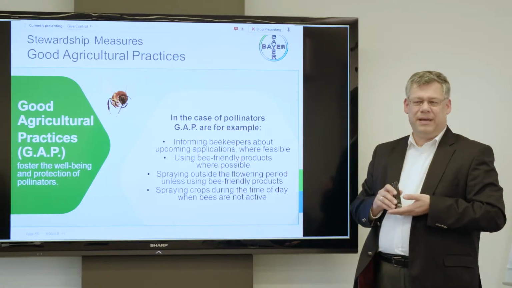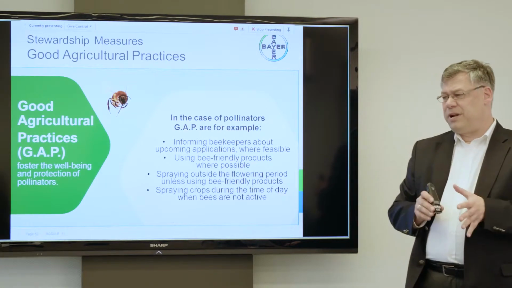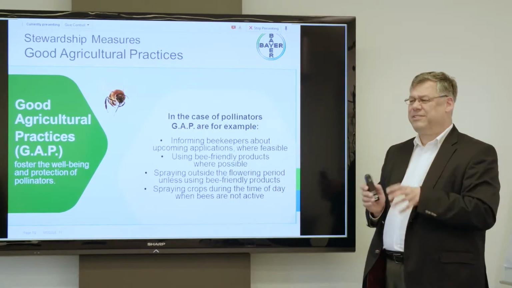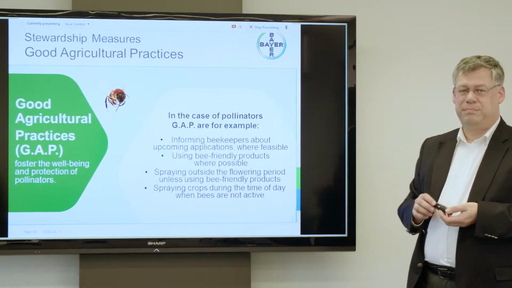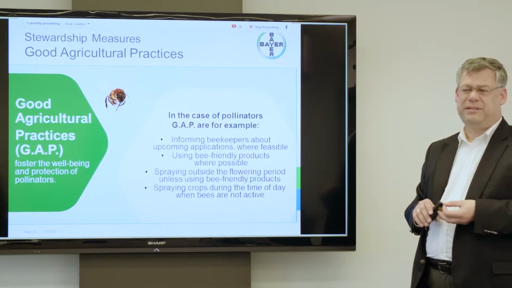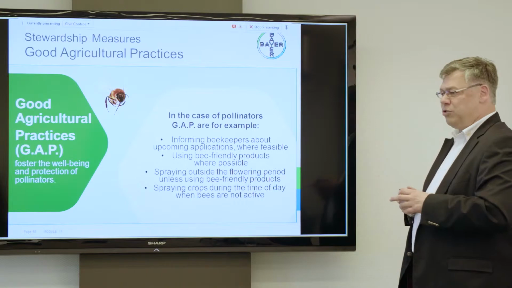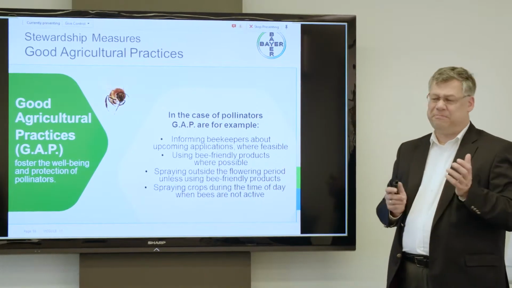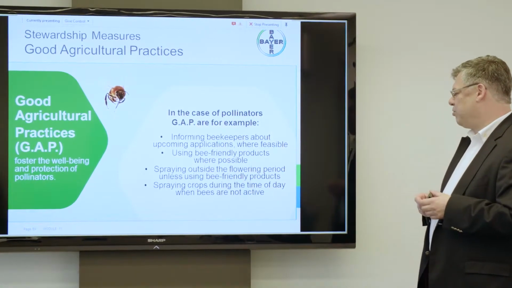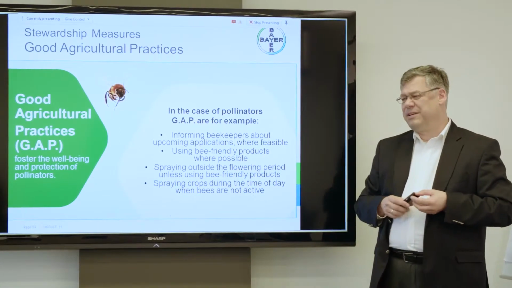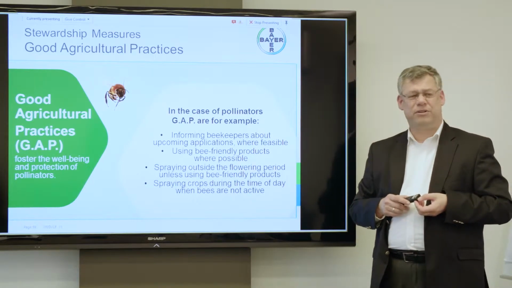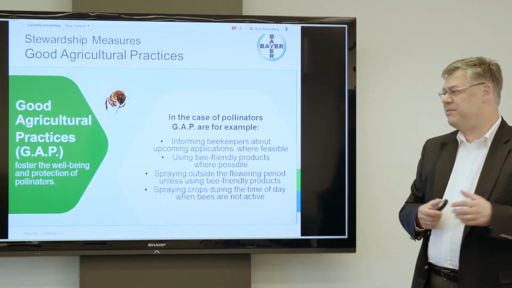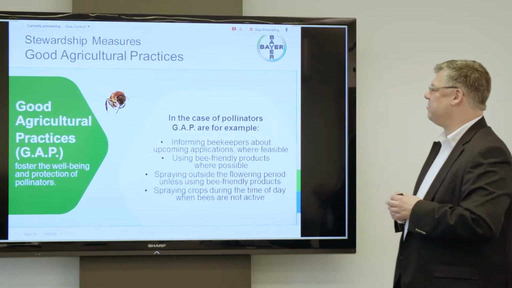I mean, it's frequently a choice which product you apply against which pest. So when there is a flowering crop, it's always the better choice to go with a bee-friendly, a non-bee toxic product if you can choose. Spraying outside the flowering period is always preferable if possible, or spraying crops during a time of the day when bees are not active. That can, for instance, under temperate conditions be in the evening, or under tropical conditions it's frequently over midday when bees are not active.